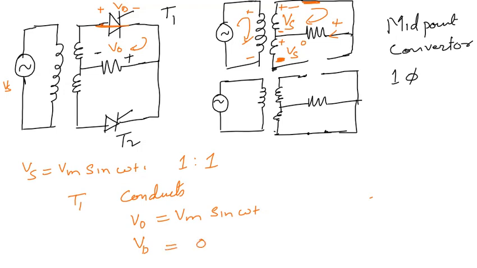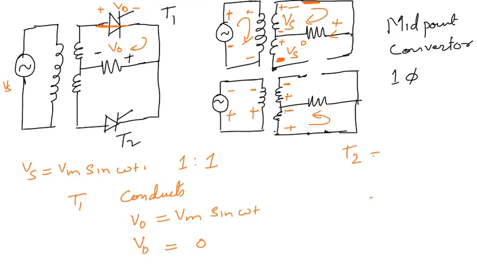Similarly, when the polarity of the supply reverses, this was positive here, and here it was positive. Now the supply reverses, what happens? The supply will be positive here, and here it will be negative. So this polarity will be negative, this will be positive. At the midpoint, this will be positive, this will be negative, right? Because of this, T1 will be reverse biased and will not conduct, and T2 will conduct for the negative half cycle.